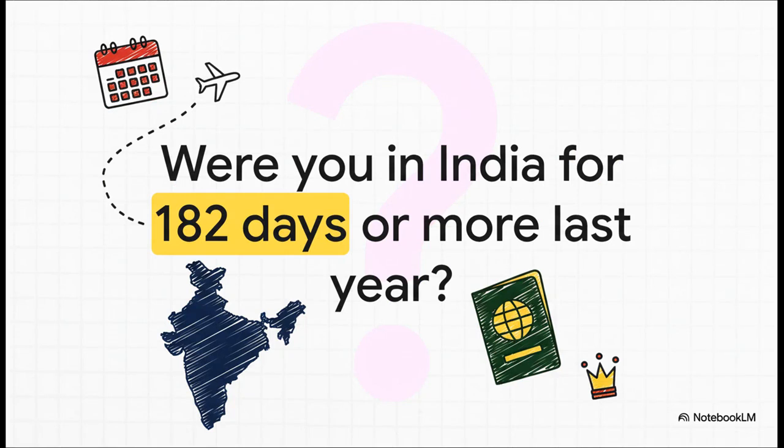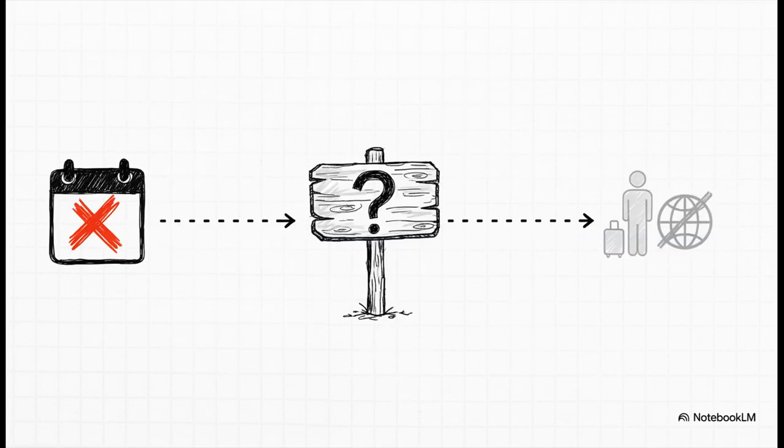So the question for you is simple. Thinking back to that April 24 to March 25 period, were you physically inside India for 182 days or more? If your answer is yes, fantastic. It's that easy. You are a resident, and we can move on to the next stage. But what if you said no? Well, hold on. Don't jump to any conclusions just yet. There's one more check we have to do before we can say you're a non-resident. Let's see how this second part works.